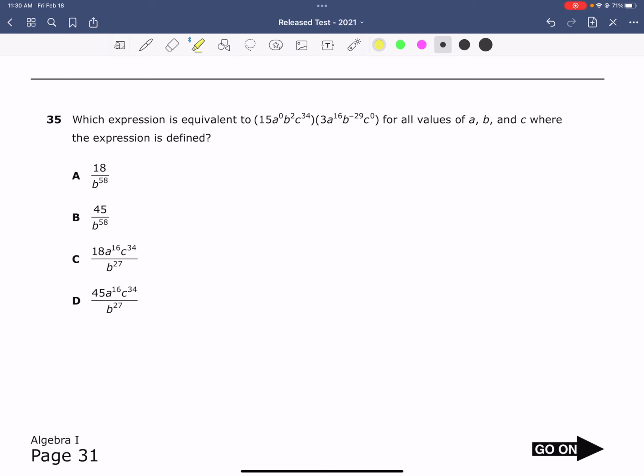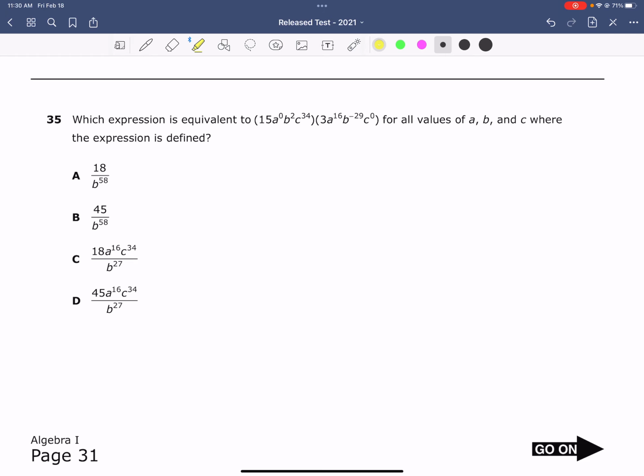Which expression is equivalent to 15a^0 b^2 c^34 multiplied by 3a^16 b^-29 c^0, for all values of a, b, and c where the expression is defined?